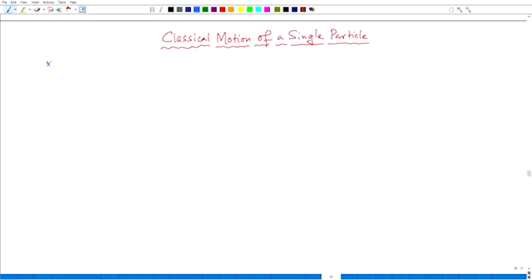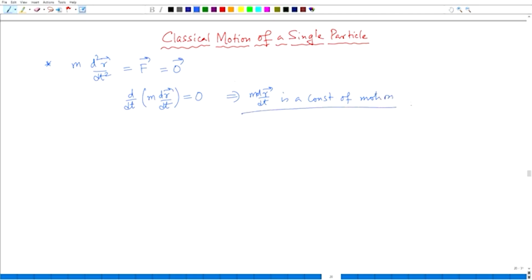So, the first one: if you write Newton's law for a single particle, it comes out to be m d2r dt2 is equal to f. If f is a null vector, then you can easily say that d dt of m dr dt is 0, and it says that m v or m dr dt is a constant of motion, and this is known as the conservation of linear momentum.